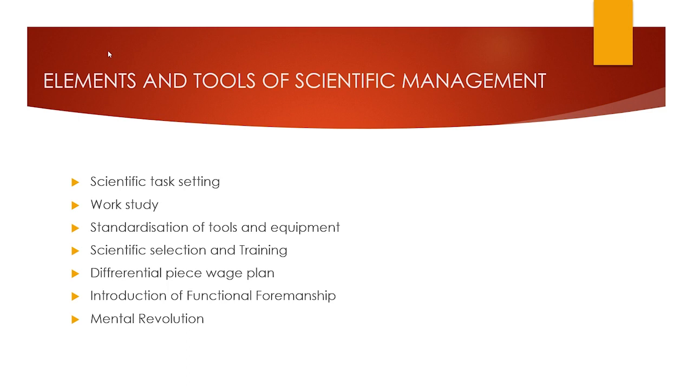Next is introduction of functional foremanship. According to Taylor, the two functions, that is planning and doing, should be separated. The planning section should concentrate on planning the task and issuing instructions to the workers for implementing them. Taylor suggested 8 functional specialists, first 4 attached with planning and the next 4 with doing the work.